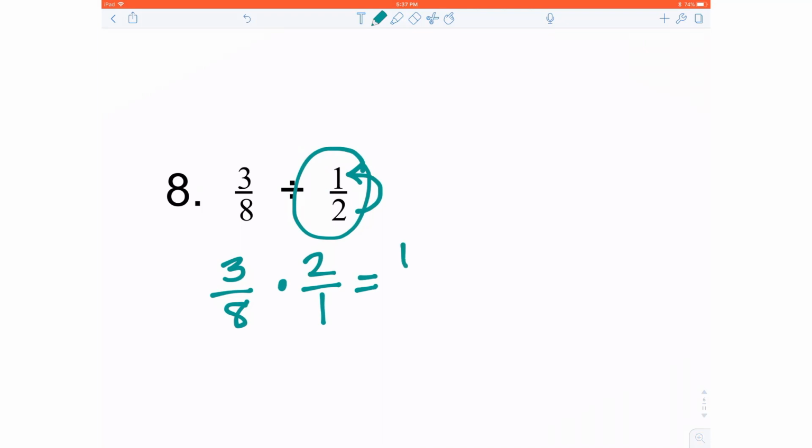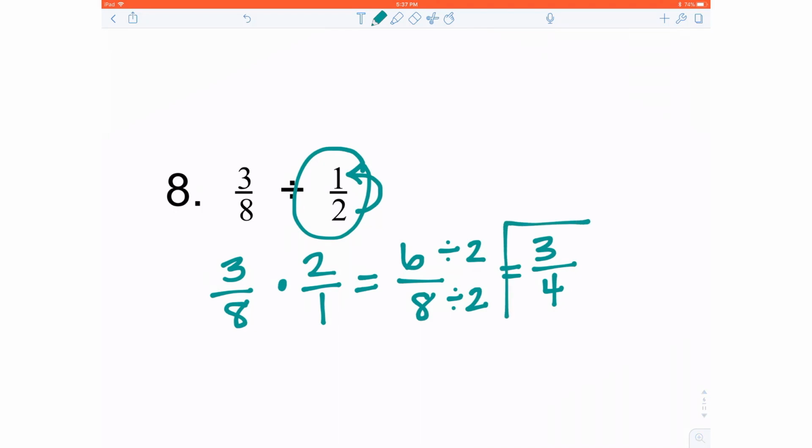3 times 2 is 6. 8 times 1 is 8. We're going to divide by 2 on the top and the bottom because we want to simplify. These are both even numbers, so I know I can divide them by 2. 6 divided by 2 is 3. 8 divided by 2 is 4. And our answer for number 8 is 3 over 4.